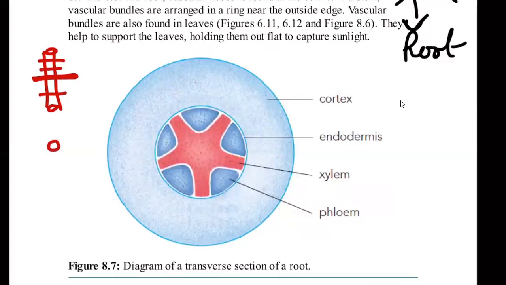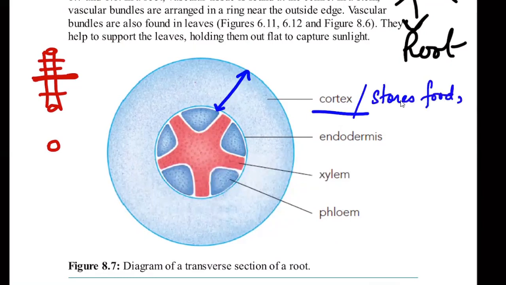Another thing is that there are some other parts of the root that have been labeled over here. This part, which starts from here to here, is the cortex. It's a part of the root. What's the function of the cortex? What are you saying, Hamza? I can't hear you. The function of the cortex is that it has two functions. It stores food and it's a packing tissue. Packing tissue.